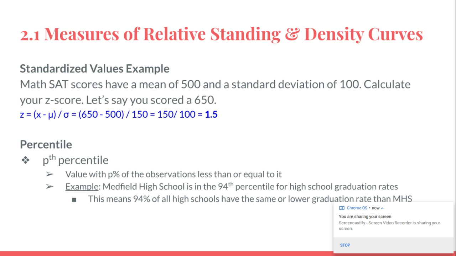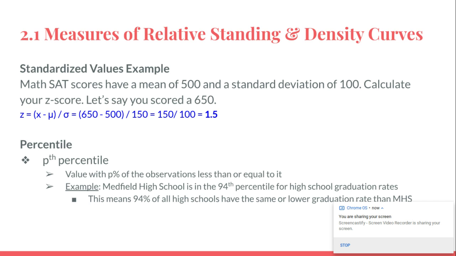So an example problem is math SAT scores have a mean of 500 and a standard deviation of 100, and calculate your Z-score. So let's say you got a 650 on the math SAT section. What you do is you take the 650, which would be your X value, like your personal score, and then you subtract the mean, which is 500, and you divide it by 100, and you get 1.5.